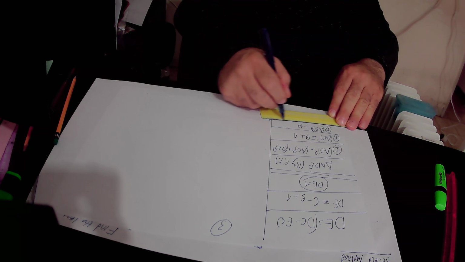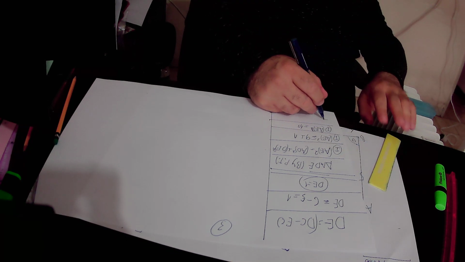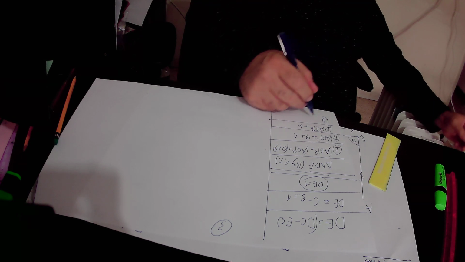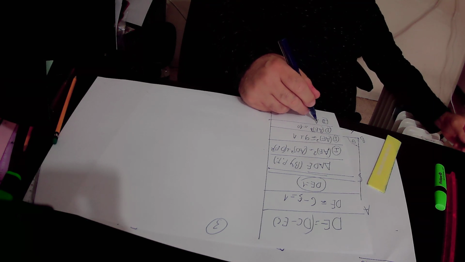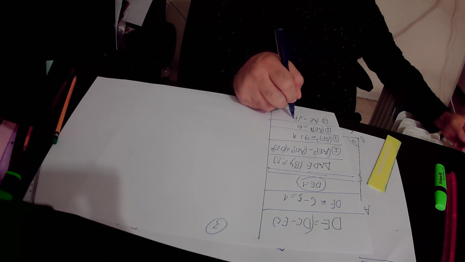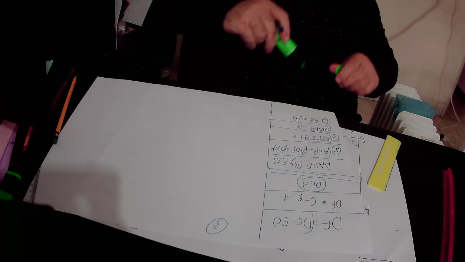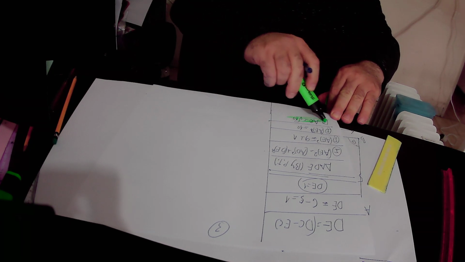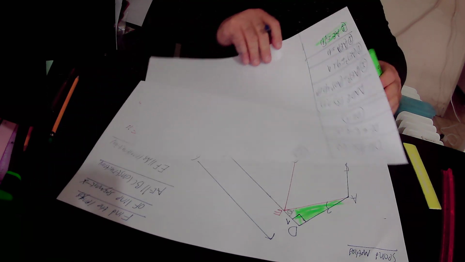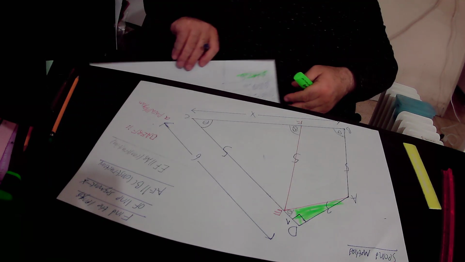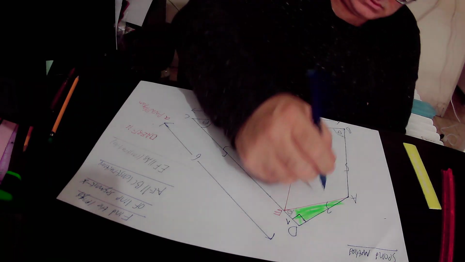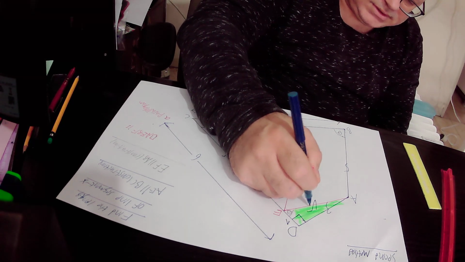Here we take the square root of equation number 1, and we get that AE equals the square root of 10 units. You can write here that AE equals the square root of 10 units.